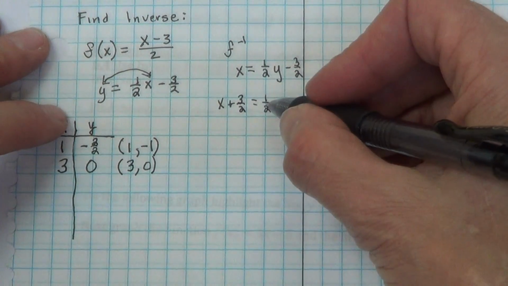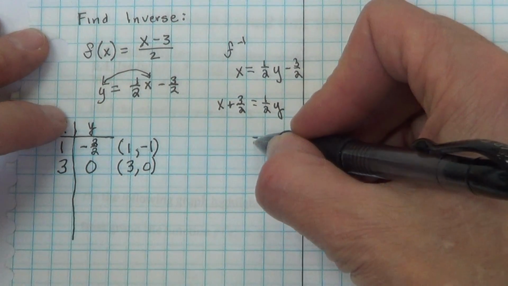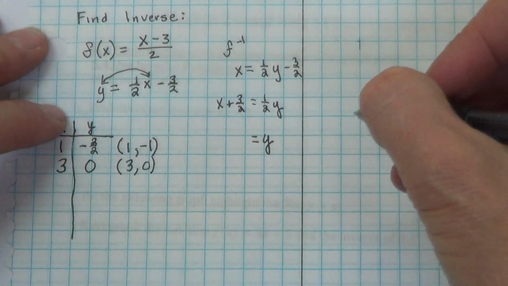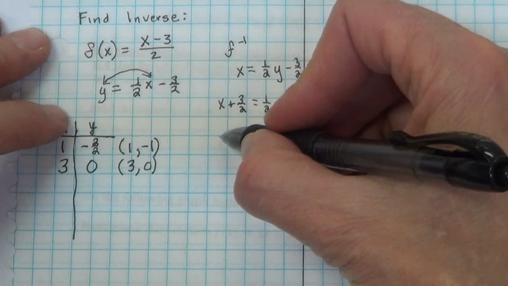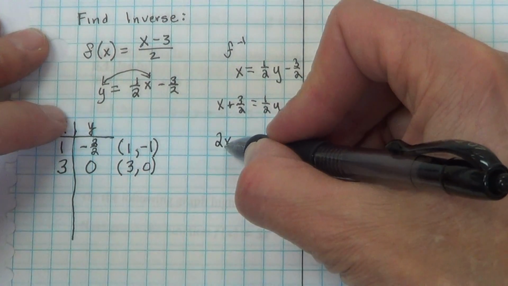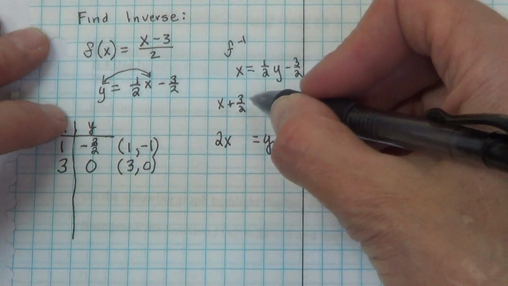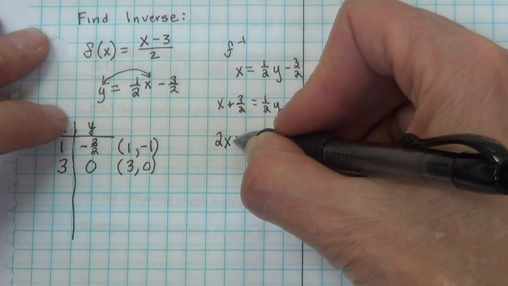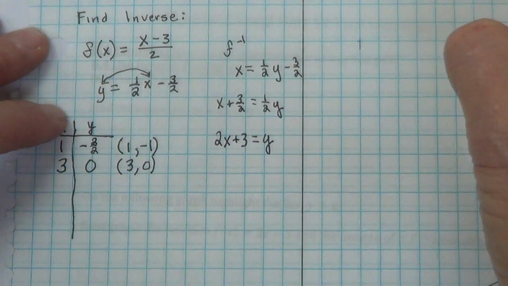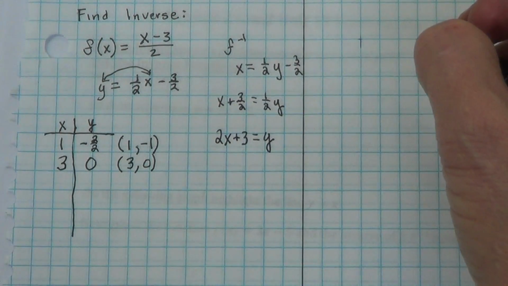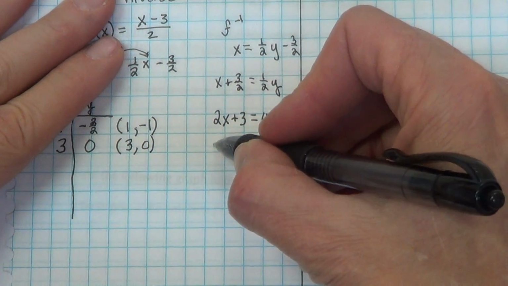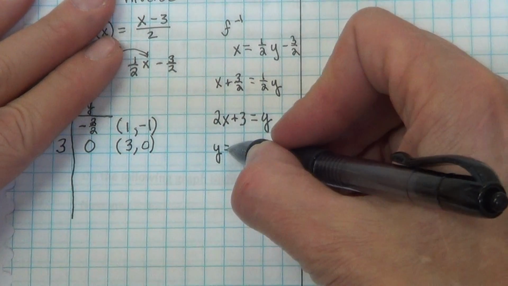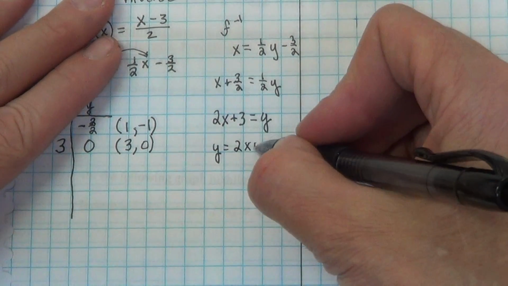We would have 2 times a half is equal to 1. That gives us y. That's the whole reason we did it. 2 times x is 2x. 2 times 3 halves, the 2's would cancel, and we would get plus 3. Make sure to do that with me if I confuse you by doing it in your head. Now we can write the y on the other side. y equals 2x plus 3.